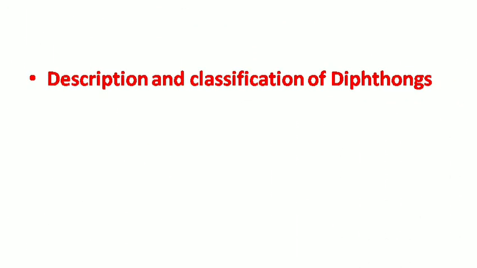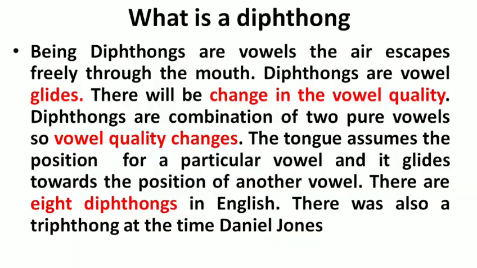Then we are moving to the description and classification of diphthongs in English. We already discussed the 12 pure vowels in English. Then we are going to discuss the 8 diphthongs in English.